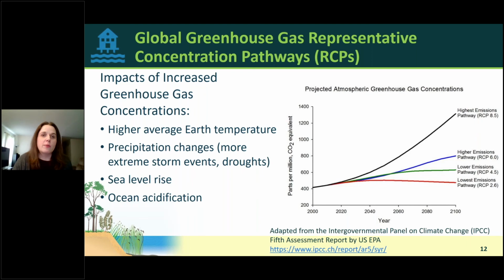So I just want to talk a little bit about how we look at climate change and the projections we use to help inform decisions and understand what strategies we need to put in place. There's a lot of work that's done to try to project what the greenhouse gas concentrations are going to look like in the future. A lot of this work comes out of the Intergovernmental Panel on Climate Change, and they have a fifth assessment report.